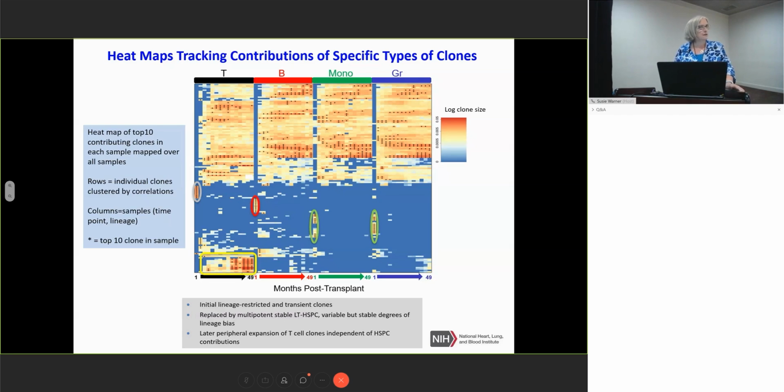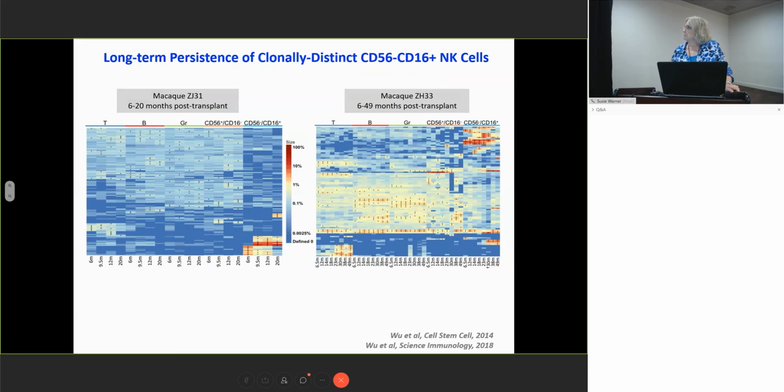We also find late after transplant that you have T cell clones arising, shown in yellow at the bottom, that are not tracking in terms of size with the other cellular populations. And this generally represents peripheral homeostatic expansion of T cells that occurs, as we know, and can be tracked in other ways, such as with TCR. And so this is a very useful way of looking at various questions.